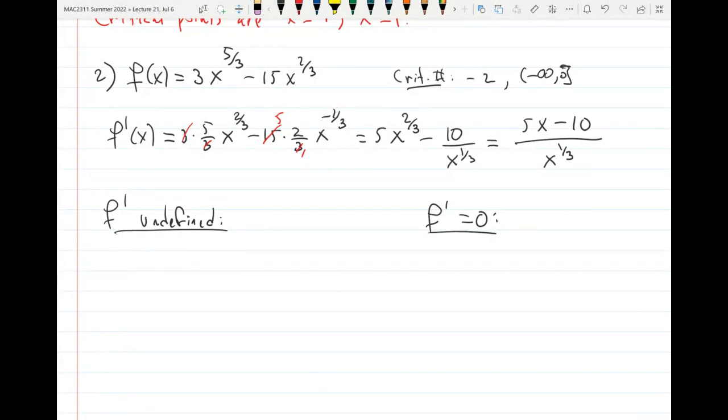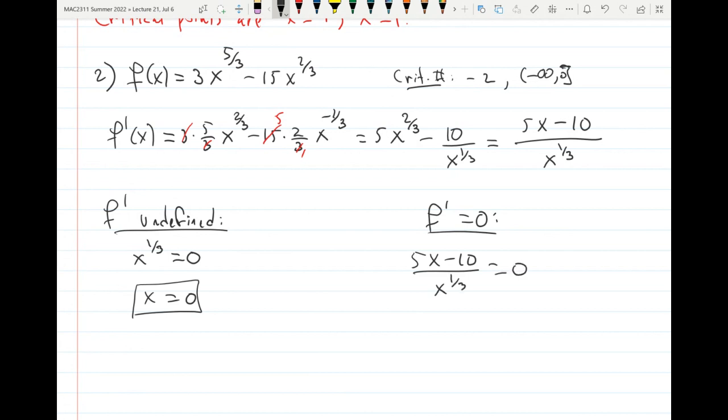In other words, to figure out when it's undefined, because it's a fraction, you immediately wonder when the denominator is equal to 0, and by cubing both sides, this will give you x equals 0. Okay? And 0 is part of the domain of the function, because the function is defined everywhere. So this guy is a critical number. Do you understand this? Now, that's it. This is the only place in which the derivative is undefined. Now let's go to the other one, f prime equal to 0. So we need to solve this equation.